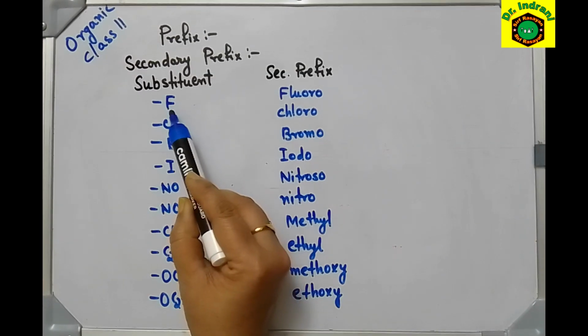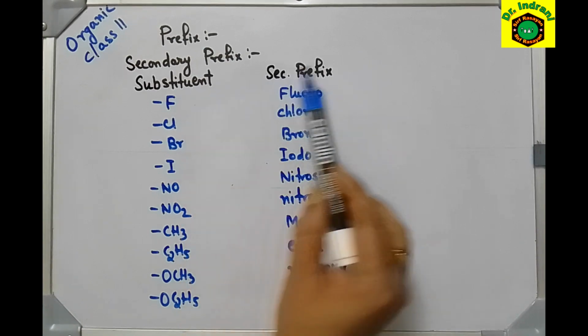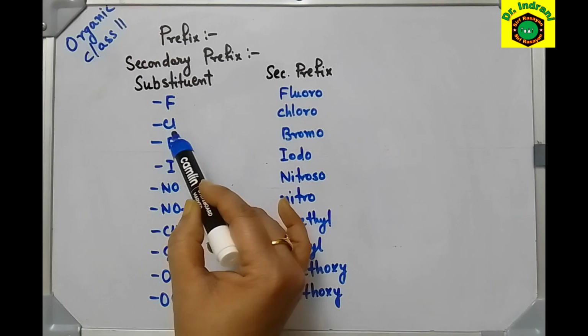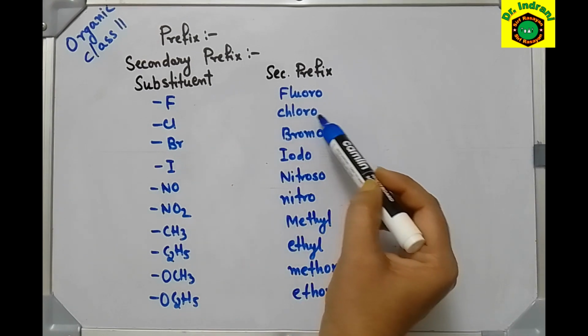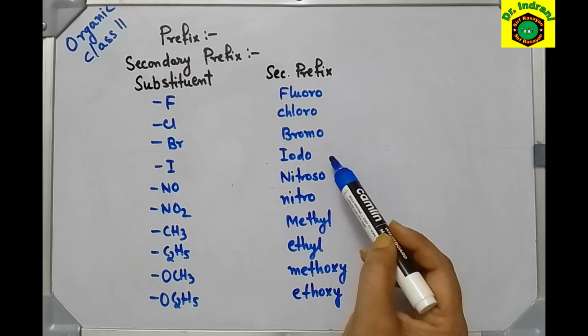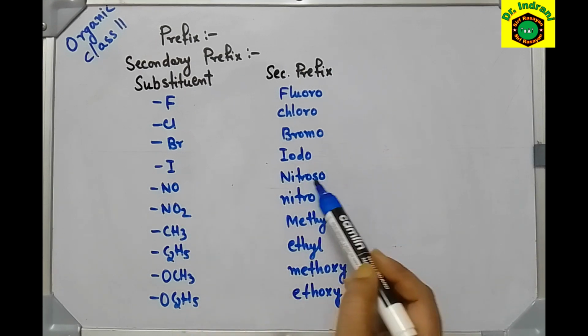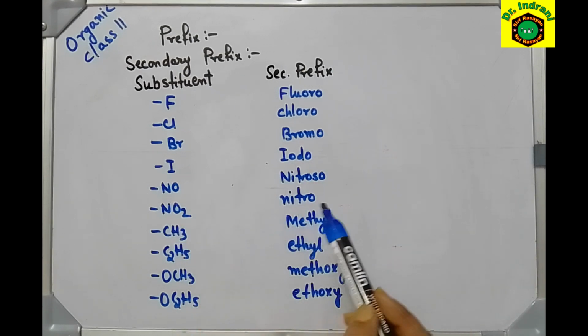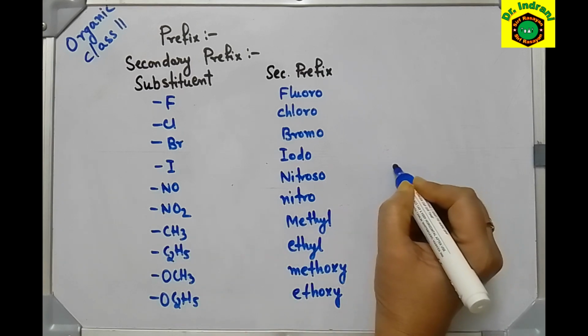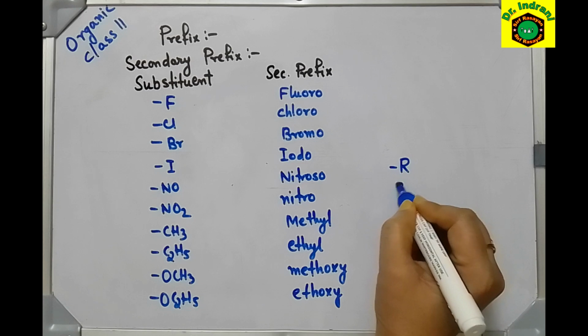If you are having fluorine as substituent, you have to use secondary prefix as fluoro. For chlorine as substituent, you have to write chloro. For bromine, you have to write bromo. For iodine, you have to write iodo. For NO, you have to write nitroso. NO2, you have to write nitro.